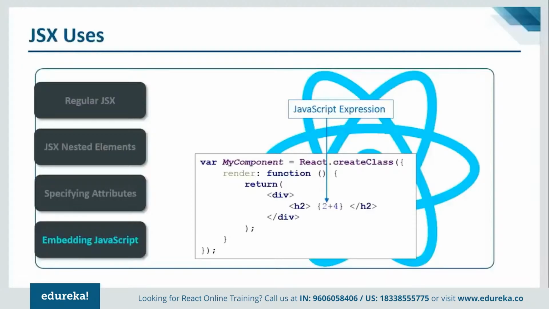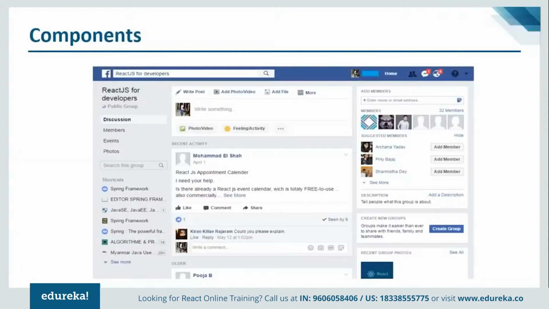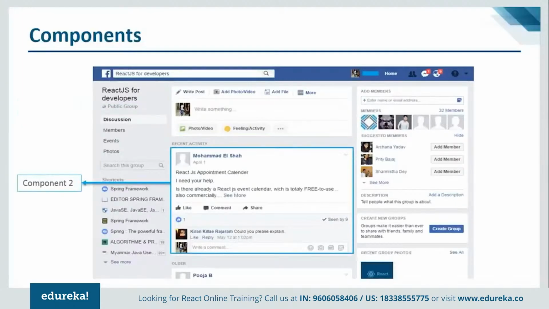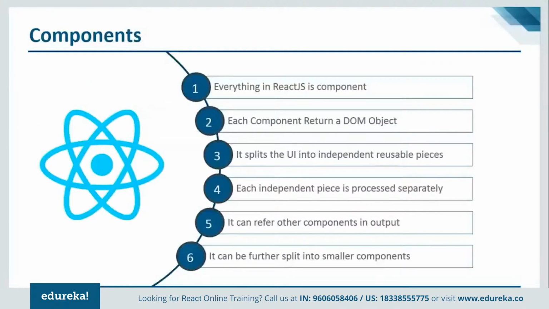Let's now move to our next topic, that is the component. Since the beginning I'm saying that in React everything is a component. So now let's find out what actually this component is. To understand this, let's again go back to Facebook. As you can see, this is a Facebook page. Now this page is divided into various components, like this is a component, this is also a component, and again this is also a component. Like this, there are many more components over here. Since in React, everything is a component and each component returns a DOM object, it results in splitting up the entire UI into various independent and reusable pieces.